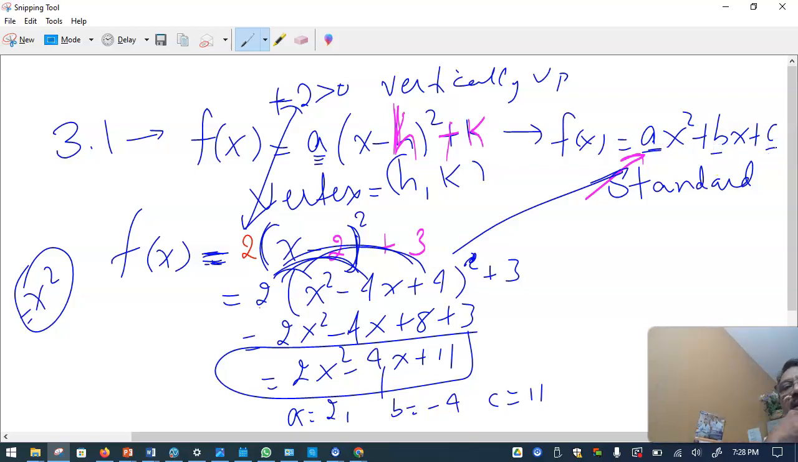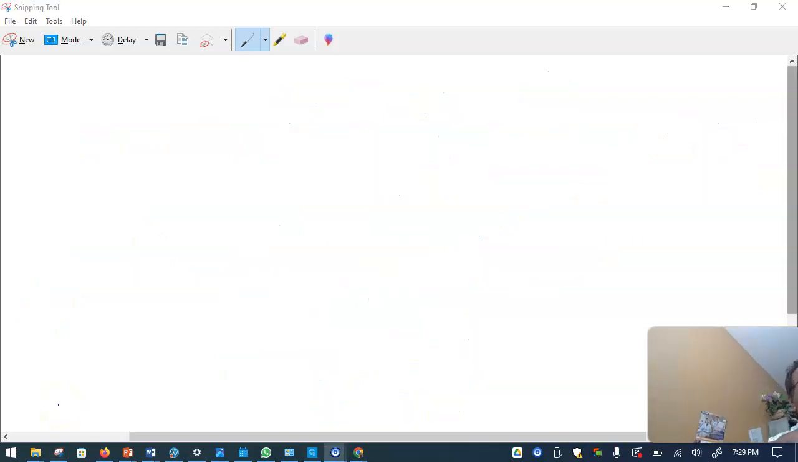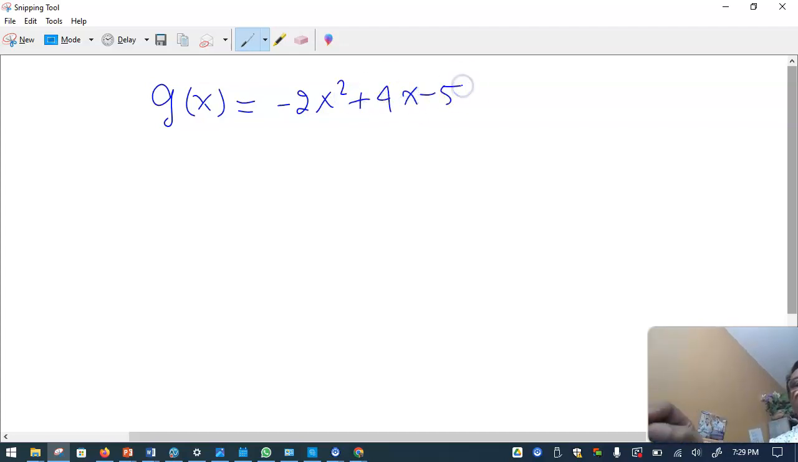Our question is, suppose you're given another function, and this time let me clean this off and take a function. If g(x) is minus 2x squared plus 4x minus 5, how do I write this in the vertex form?